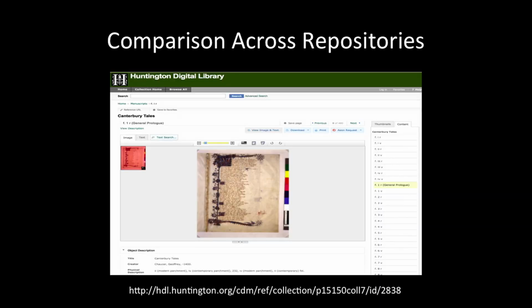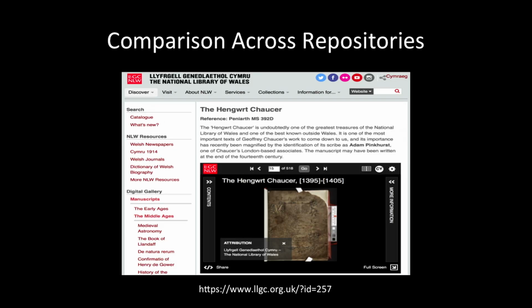As Tom mentioned, IIIF does a number of things for users of images on the web. And in the manuscript community particularly, one of the key functions is comparison. On the screen behind me here, you can see a copy of Chaucer's Canterbury Tales held at the Huntington Library in California. It has a companion that lives in Wales called the Hengwrt Chaucer.